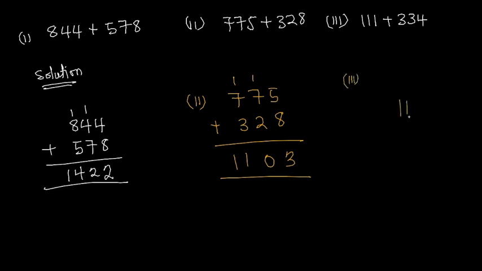We have 111 and then 334. Okay, so as usual, we add our ones term first. So it becomes 1 plus 4, that will give me a 5. 1 plus 3 will give me 4. 1 plus 3 will give me 4. So this becomes my answer after adding 111 and 334.